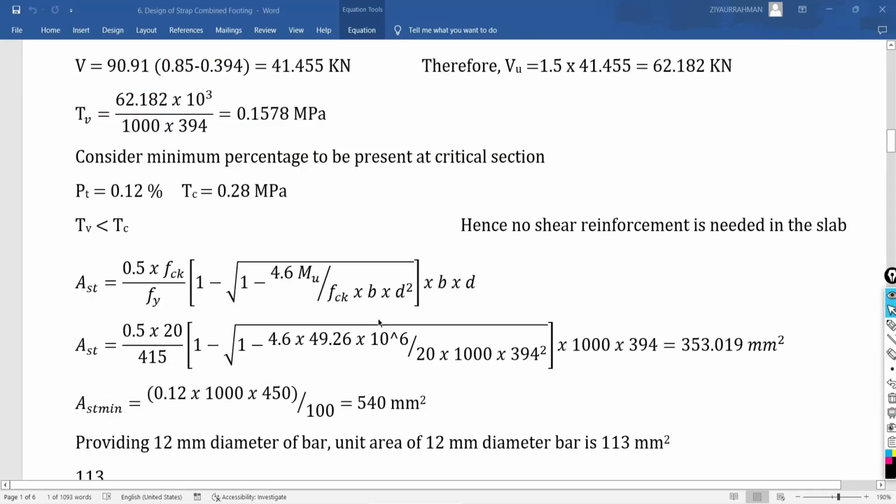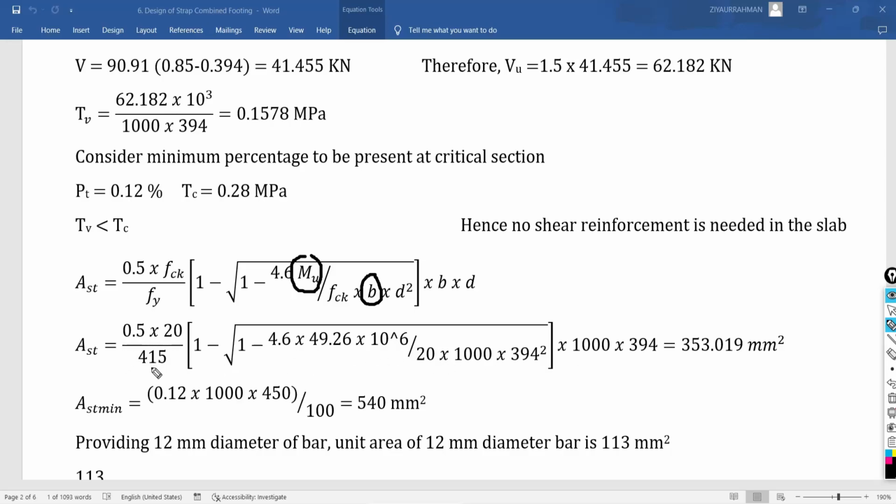Thereafter we need to find out how much reinforcement we actually have to provide. So area of steel is equal to 0.5 fck divided by fy, times 1 minus square root of 1 minus 4.6 times the ultimate moment, which you have to put here, divided by fck times the considered width of 1 meter, times effective depth squared, multiplied by b into effective depth. Put in the respective values for all these parameters in this equation. So what are you getting?